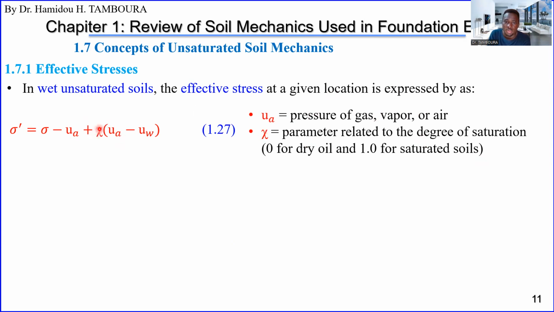And this symbol, what is the name of this, chi? This parameter is related to the degree of saturation. It will depend on the degree of saturation. It will be 0 for dry soil, and it will be 1 for saturated soil. So it means for unsaturated soil, this parameter will be between 0 and 1. Okay, but this is the formula for how to obtain the effective stress in unsaturated soil.